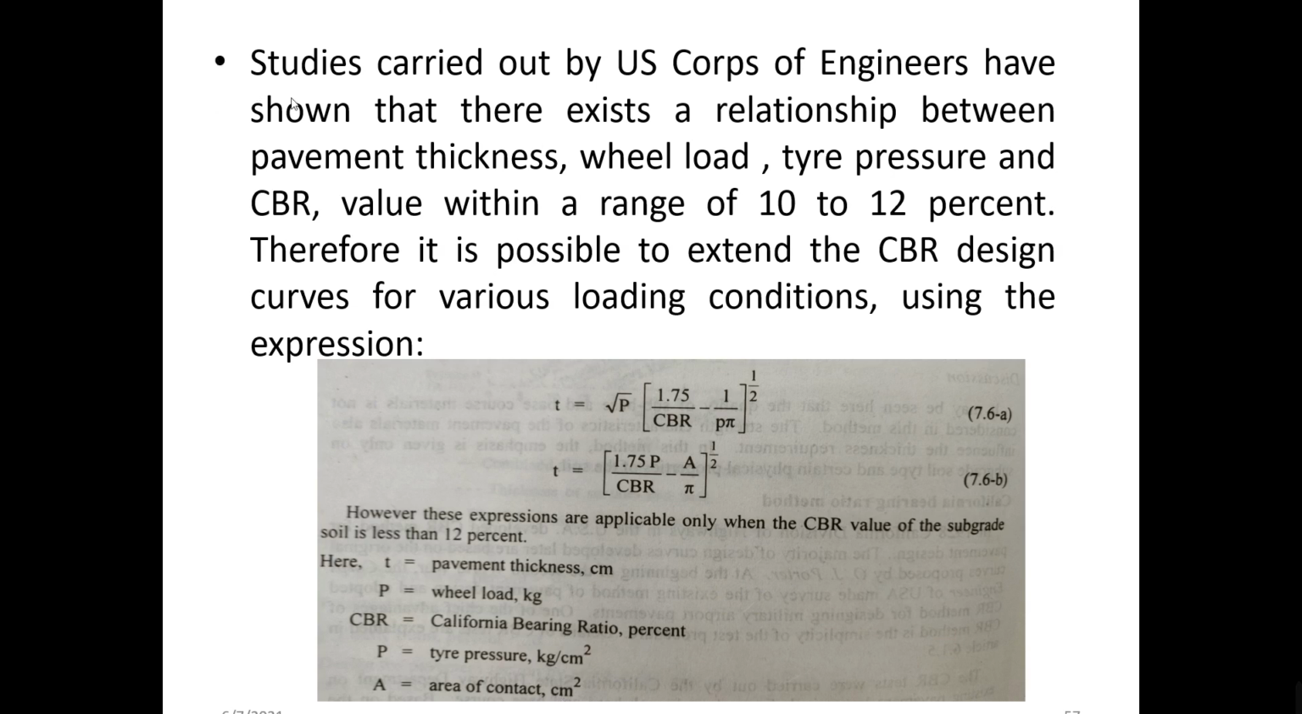Okay, so here they are expressing the relationship existing between the pavement thickness, wheel load, tire pressure and the value of the CBR within the range of 10 to 12%. Studies carried out by the US Corps of Engineers have shown that there exists a relationship between pavement thickness, wheel load, tire pressure, as well as CBR value within the range of 10 to 12%.